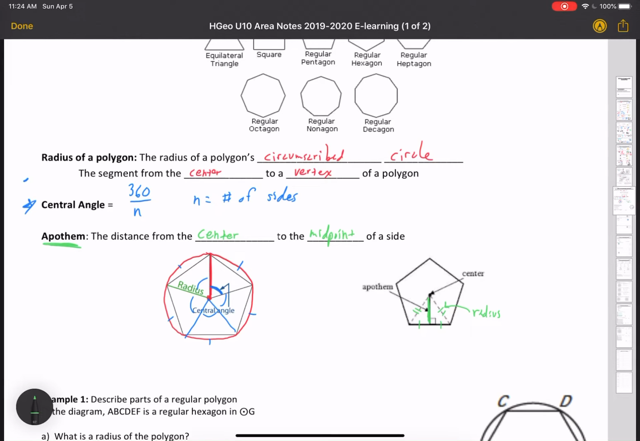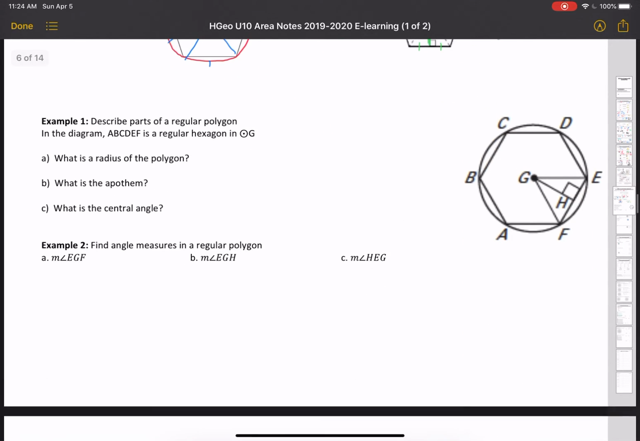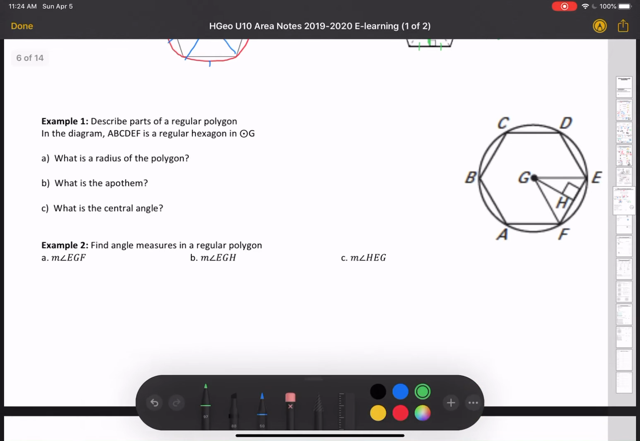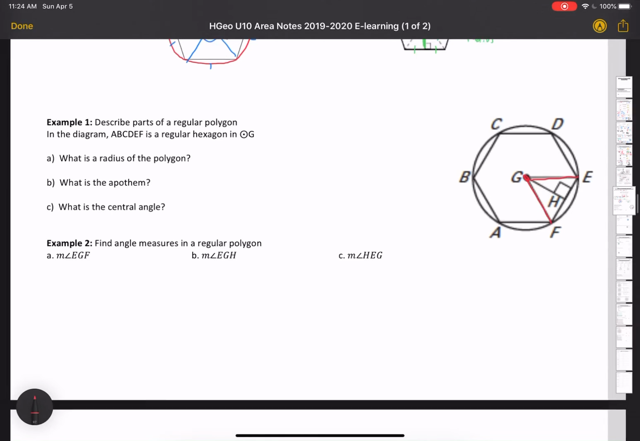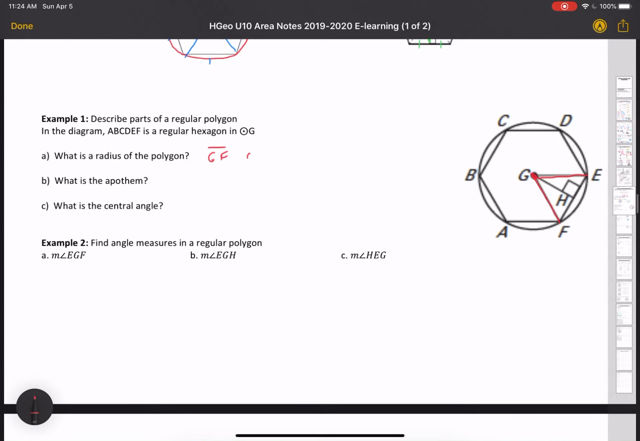Okay? So before that, let's just make sure we're comfortable with these vocab words. We have a hexagon that is captured within a circle. We want to find what is a radius of the polygon over here. Well, you'll notice we have two options. It's got to start at the center, and it has to end up on the circle. So we could say either segment GF or segment GE. Both are valid options. Okay? The apothem starts at the center, and goes to the midpoint of a side. It's going to be perpendicular to that side. So that's looking at GH.